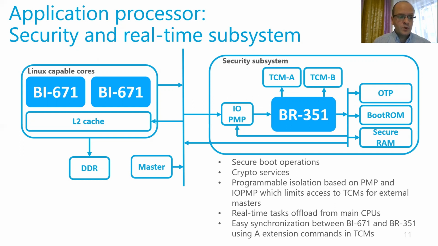In some cases, BR351 could also do some real-time processing, enabling communication between BI cores and the BR core. Programmers could use simple atomic operations from the RISC-V ISA, applying them directly to the TCM memories of the BR core. So this significantly simplifies the programming model.